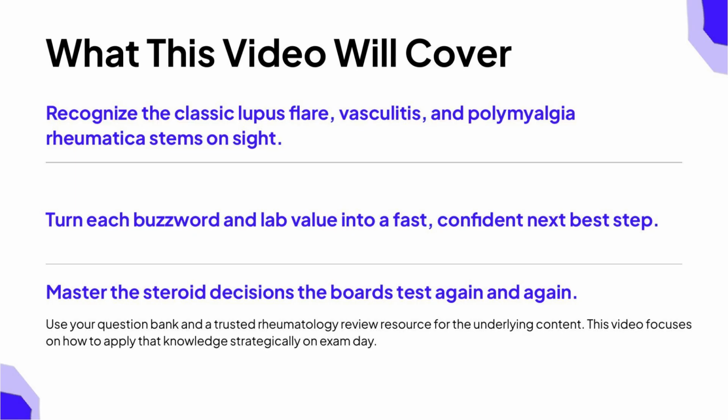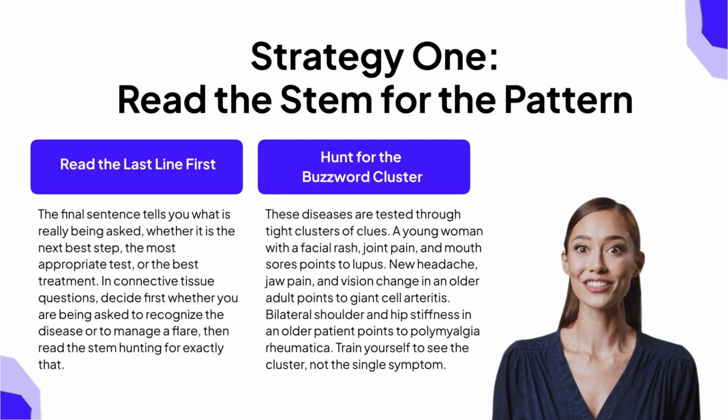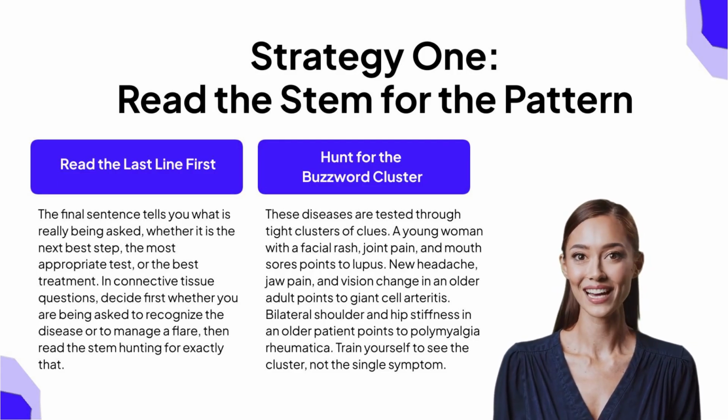Along the way, we will walk through several practice questions and explain exactly why each answer choice is right or wrong. This video assumes you have baseline knowledge from your review resources. We are here to sharpen how you take the test. Our first strategy is to read the stem for the pattern. Start with the last line so you know whether the question wants you to recognize the disease or to manage a flare, then read the stem hunting for exactly that.